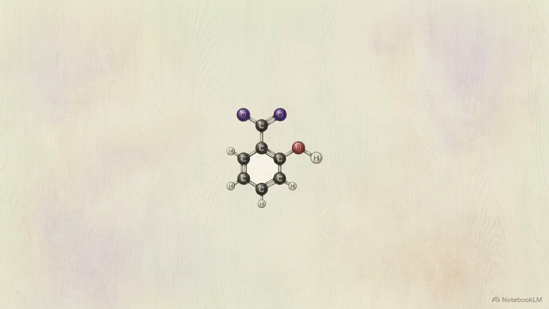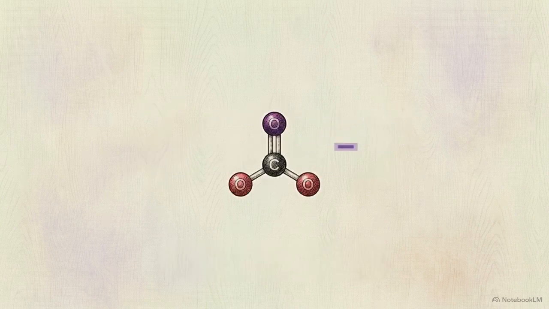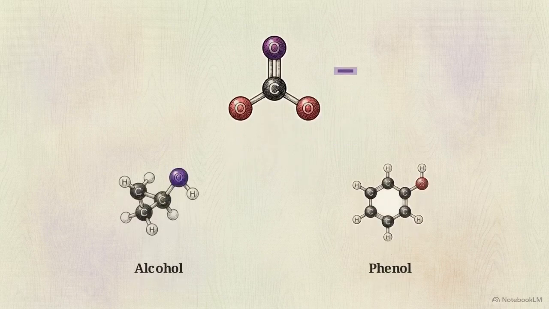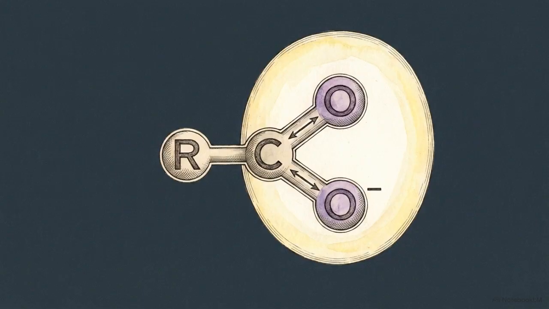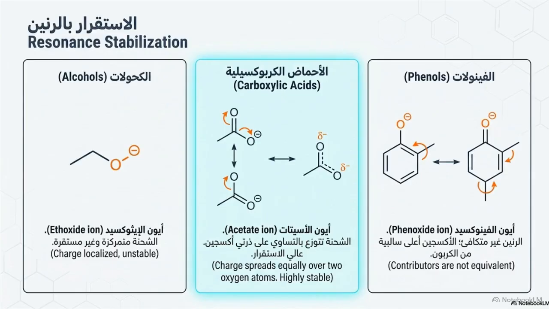Carboxylic acids willingly donate a proton, a hydrogen ion, in solution. Alcohols and phenols technically possess the same ionizable hydrogen, but they hold on to it. To understand why carboxylic acids act as stronger acids, we have to look at what happens to the molecule after the proton leaves. This diagram holds the answer.